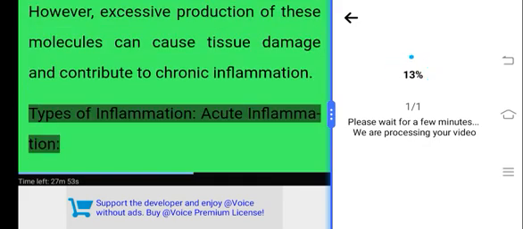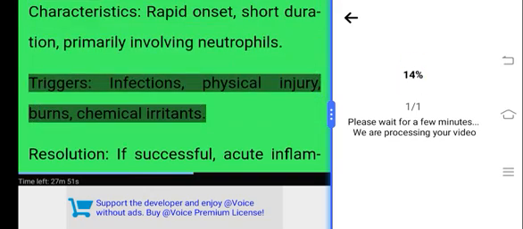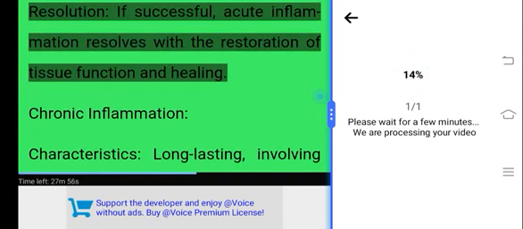Types of inflammation, acute inflammation. Characteristics: rapid onset, short duration, primarily involving neutrophils. Triggers: infections, physical injury, burns, chemical irritants. Resolution: if successful, acute inflammation resolves with the restoration of tissue function and healing.